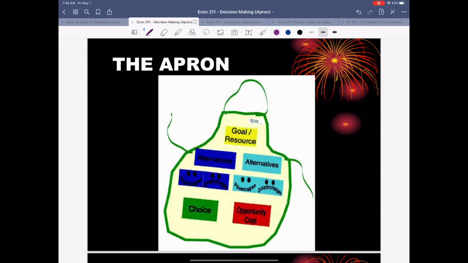The apron itself is something we've seen before. The apron shows us the decision-making process laid out. It's a very fun tool to use. You could create your own. You could use the paper version of this, a decision-making grid. You could create a paper version that has an apron. There are lots of ways you can bring this to your students, but the process for decision-making is there.